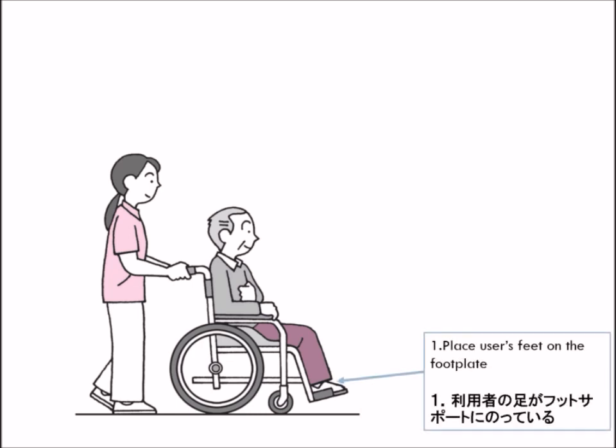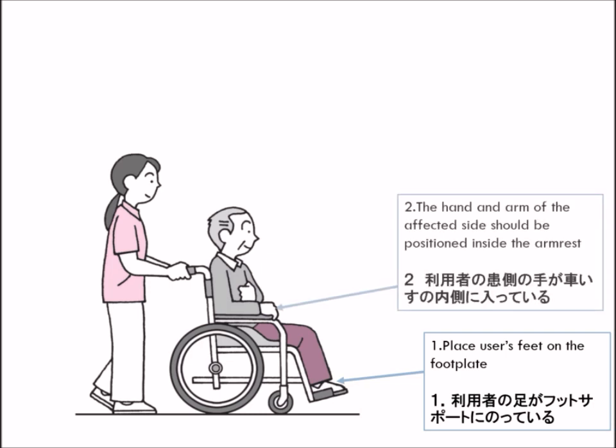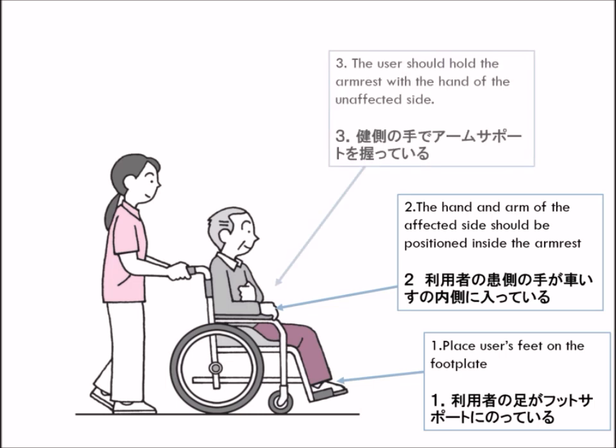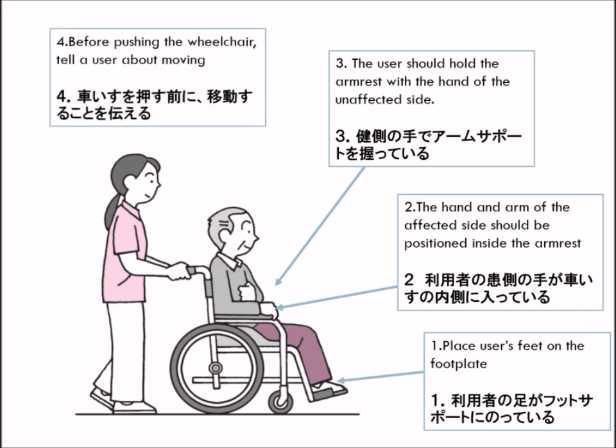First, place the user's feet on the footplate. Second, the hand and arm of the affected side should be positioned inside the armrest. Third, the user should hold the armrest with the hand of the unaffected side. Fourth, before pushing the wheelchair, tell the user about moving.